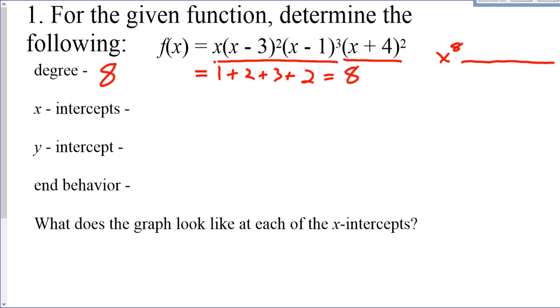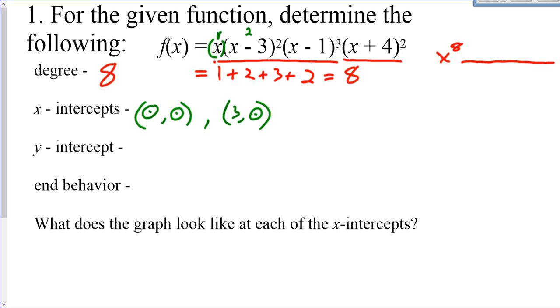So this one here, okay, that first term, I'm going to get an x-intercept at 0. Another x-intercept is coming from this one, and that is going to be when x is 3. It's going to cross the x-axis.